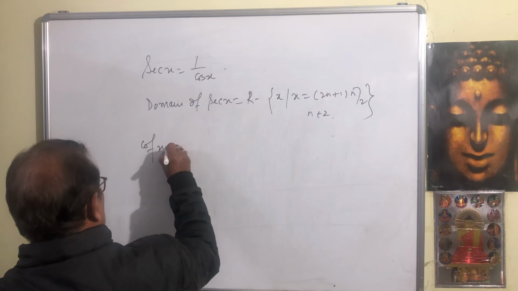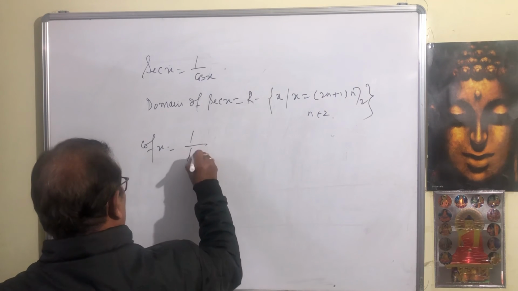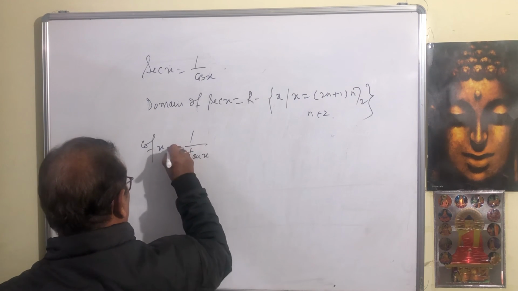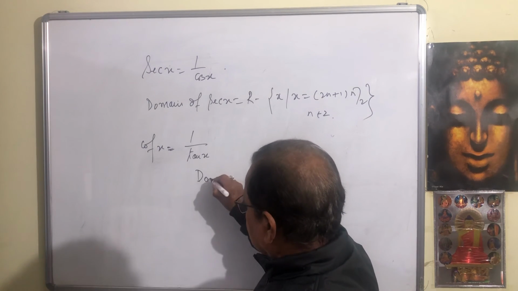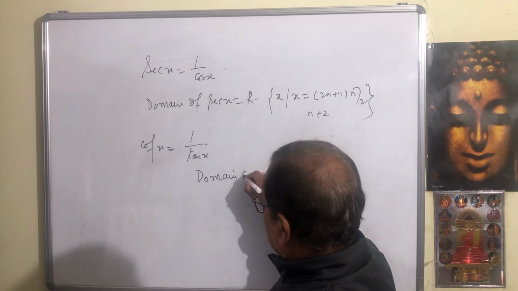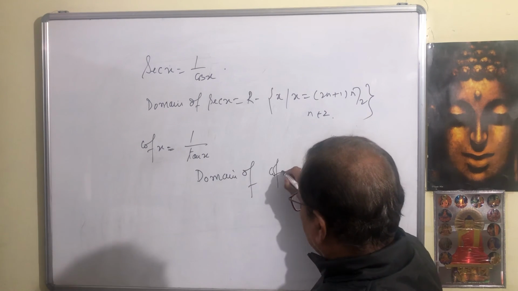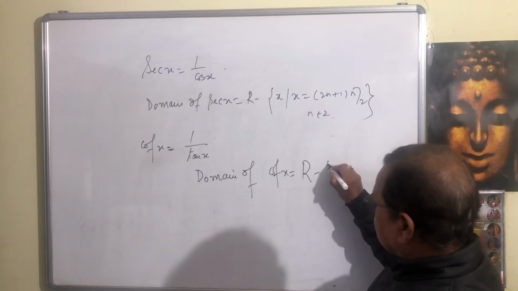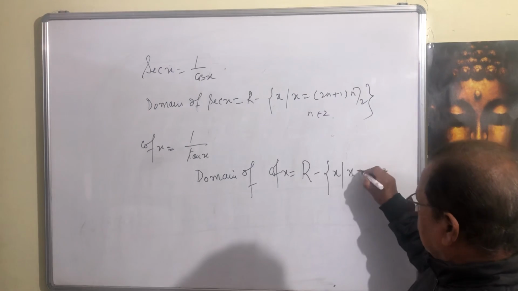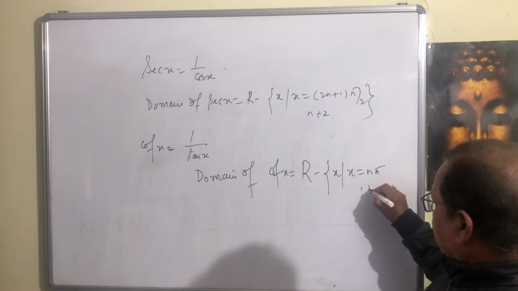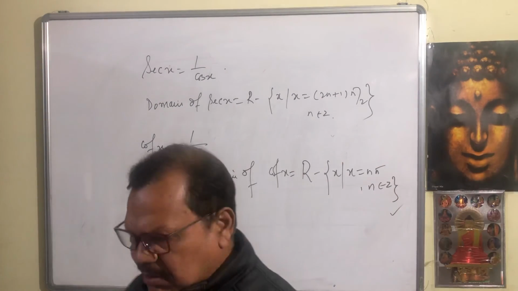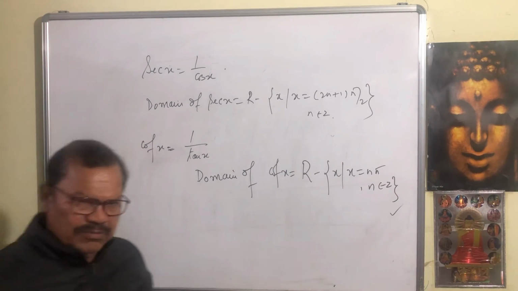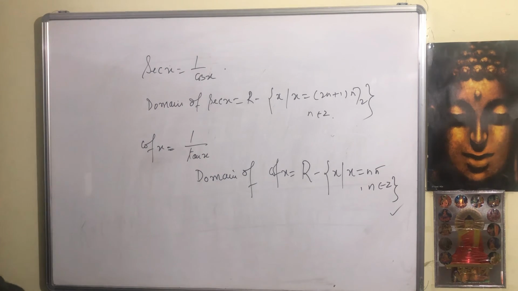This cot x is the reciprocal of tan x, 1 by tan x. Now again, tan x says the same thing here. So domain of cot x is equal to R minus {x such that x is equal to n pi, n belongs to Z}. So I hope that you must have understood the domain, codomain, and range of these trigonometric functions.